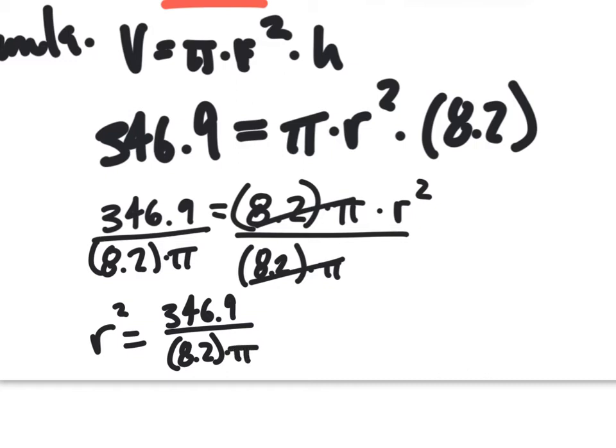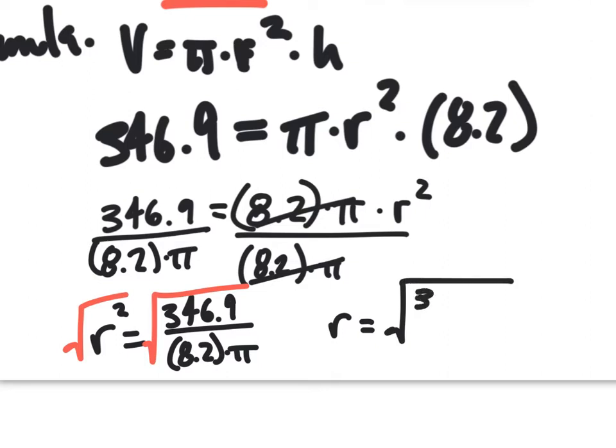Now, what I would do is take the square root of both sides here, and I find out that my radius is equal to the square root of 346.9 divided by 8.2 times pi. So in your calculator, you could do 346.9 divided by 8.2, and then you could just continue to divide that by pi, and that's going to give you roughly 13.46.